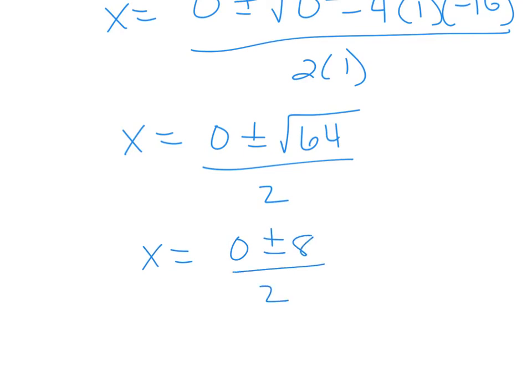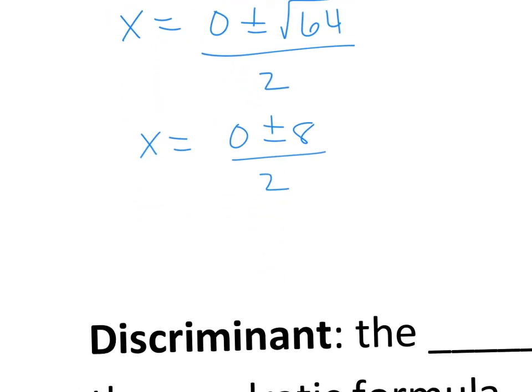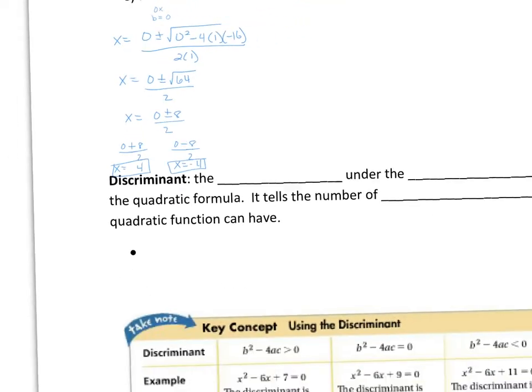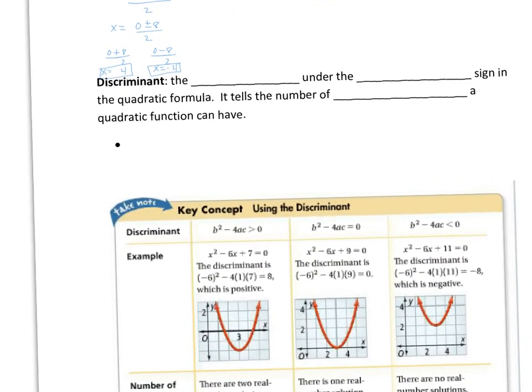So now in this case, you can break it up, but really it's just saying positive 8 divided by 2 and negative 8 divided by 2. So my answers here are going to be X equals 4 and X equals negative 4. Now, if you don't like that and you want to put the 0 in front, please go ahead and do so. That's fine. Okay. All right, kind of moving on here.